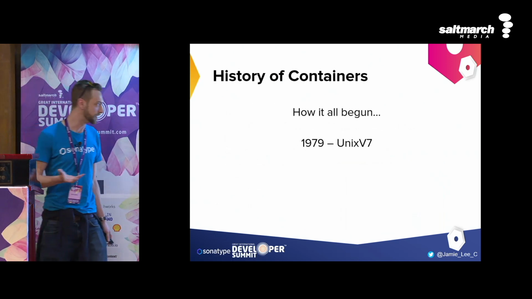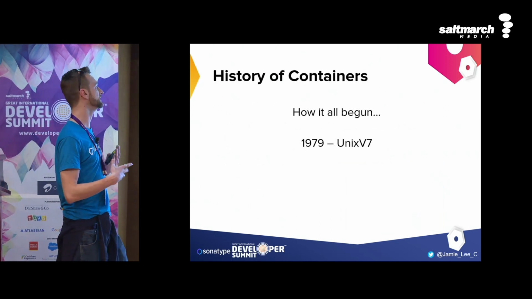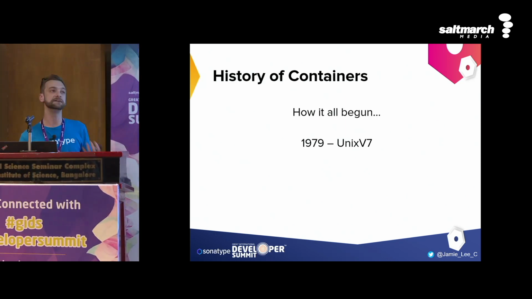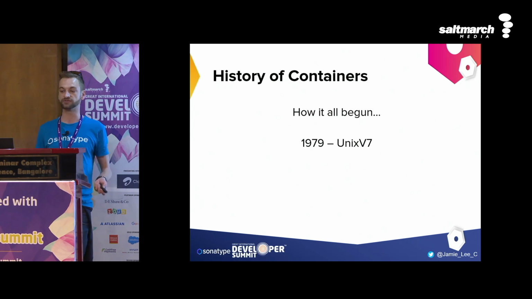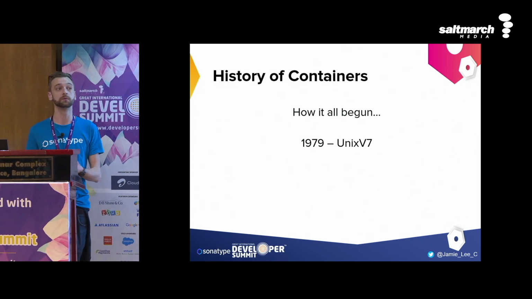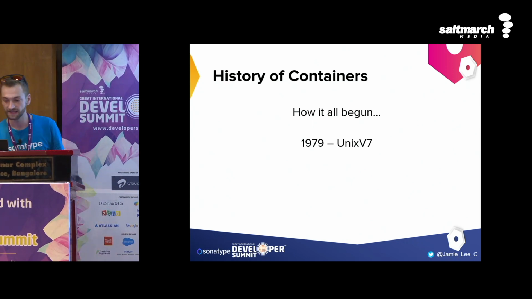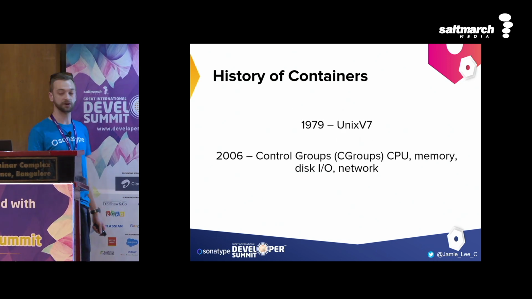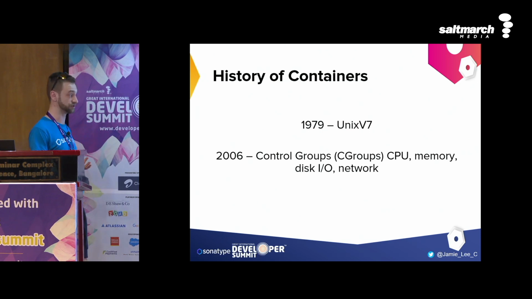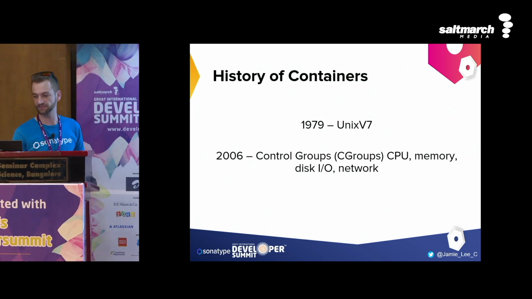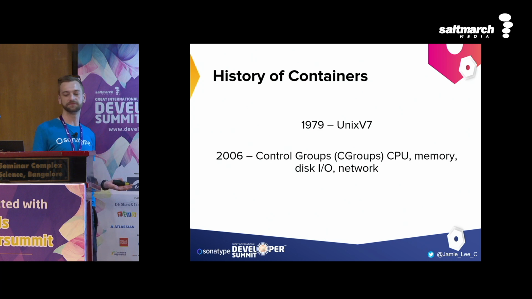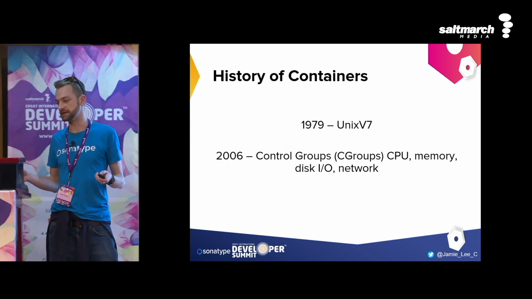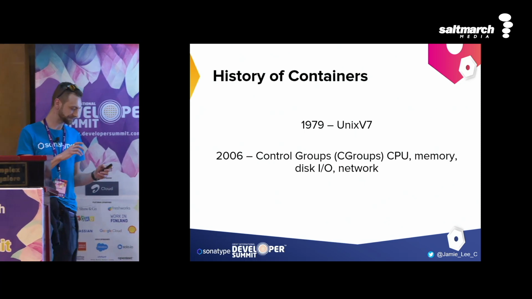So kind of how it all began. In the beginning, this is 1979, we had Unix v7. This kind of paved the way for containers. So this introduced the chroot system call, which is what we use for containers today. Then, if we fast forward a little bit, we then get to control groups. This was something Google introduced, and essentially it made it a lot easier to split resources in your system into specific different areas.